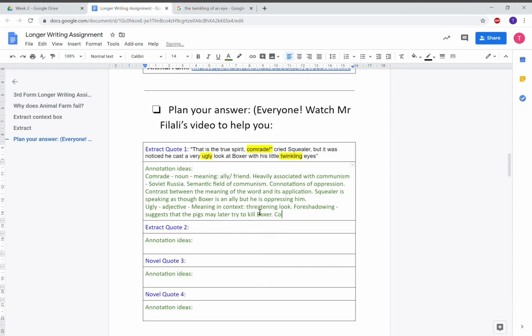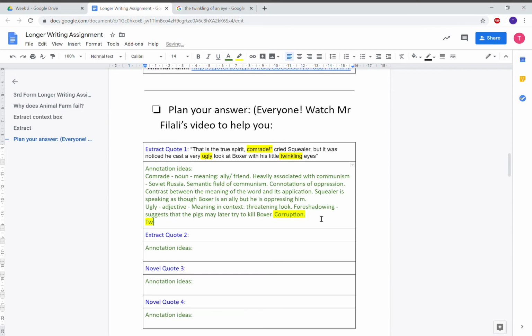And this links to the theme of corruption. This entire quotation is a very good quotation to use if your point is going to be that Animal Farm fails because of the corruption of the pigs. So ugly is an adjective. Its meaning in context is that Squealer is giving a threatening look. But this is also potentially an example of foreshadowing because it suggests that the pigs may later try to kill Boxer because of their corruption.